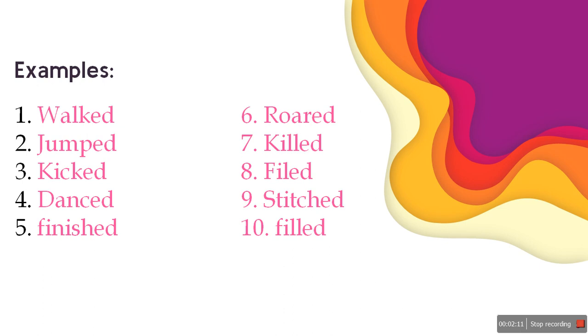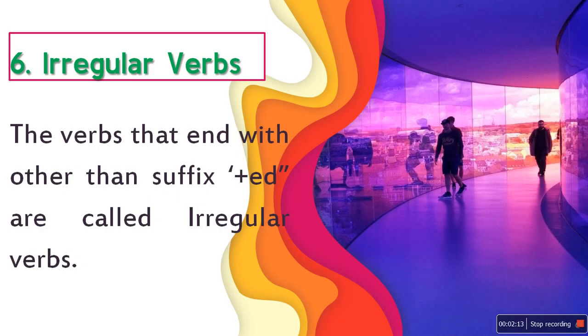Clear? Next, let us see irregular verbs. The verbs that end with other than the suffix plus ed. The verbs whatever they end without ed are called irregular verbs. It's quite opposite to regular, right? There they end with plus ed, here not with ed, but with other forms. Let's see what those other forms are.